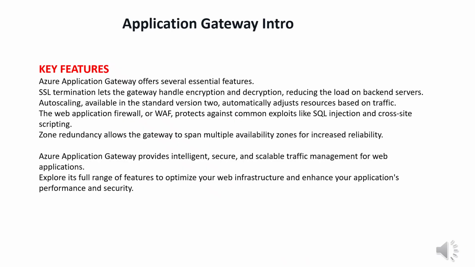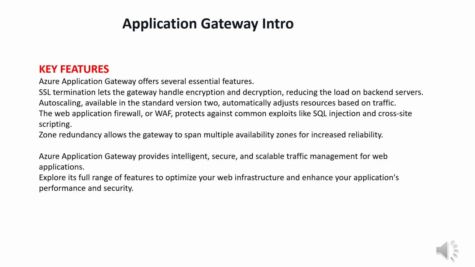Key features. Azure Application Gateway offers several essential features. SSL termination lets the gateway handle encryption and decryption, reducing the load on backend servers. Autoscaling, available in the standard version 2, automatically adjusts resources based on traffic. The Web Application Firewall, or WAF, protects against common exploits like SQL injection and cross-site scripting. Zone redundancy allows the gateway to span multiple availability zones for increased reliability.